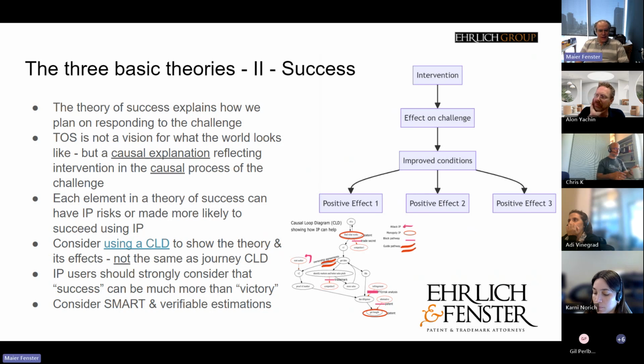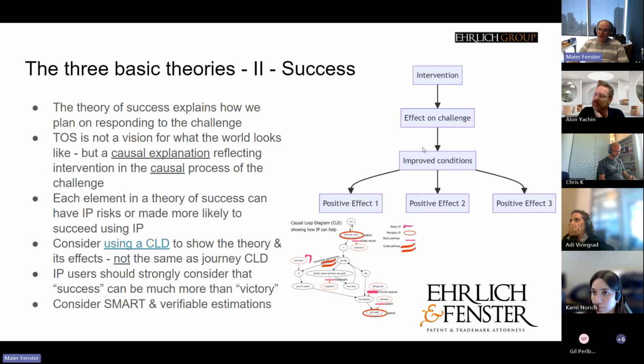So I want to comment that this is not a vision for what the solution looks like. You need that too. This is rather an explanation which connects what the company is going to do, how it will affect the challenge, and why that will be the results that the company wants.